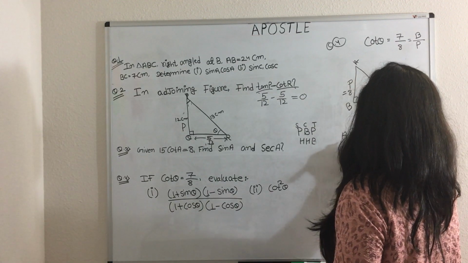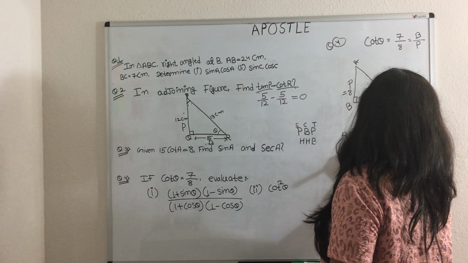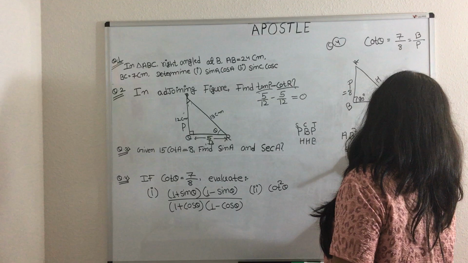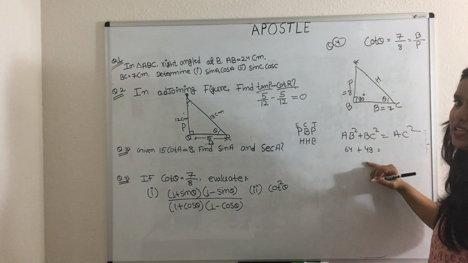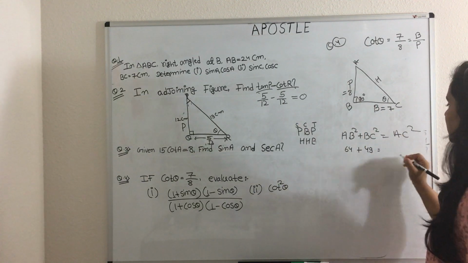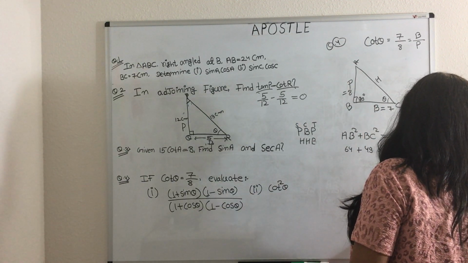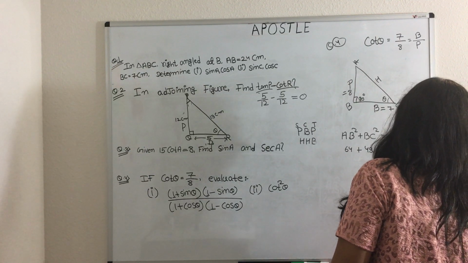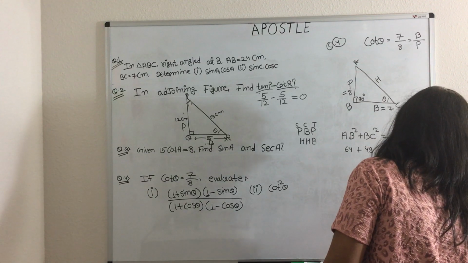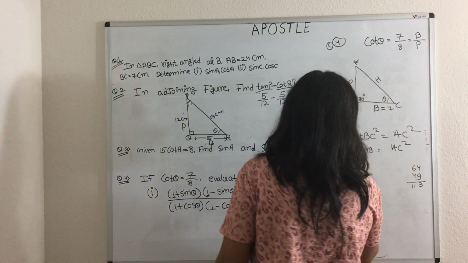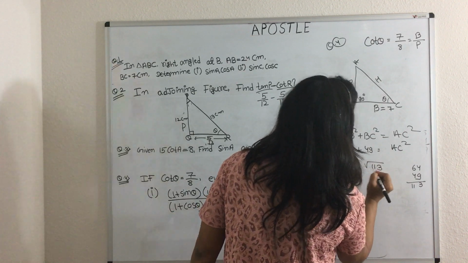What is AB? AB is 8. So it is 64 plus 49. What is 7 square? 7 square is 49 and 8 square is 64. So that is equal to AC square. Now we have to calculate 64 plus 49, that is 113. So AC square is 113, and AC is under root of 113.